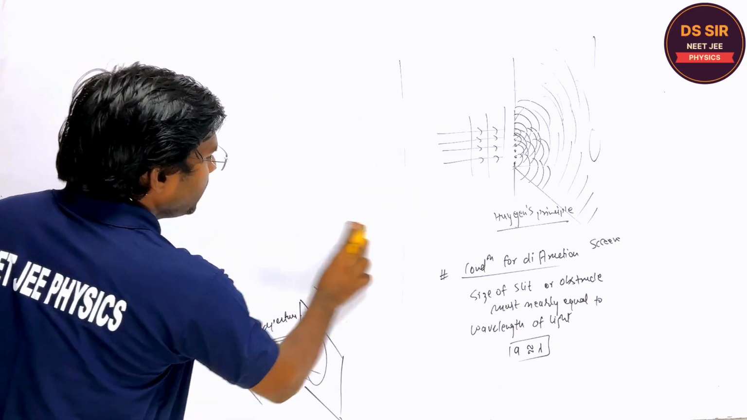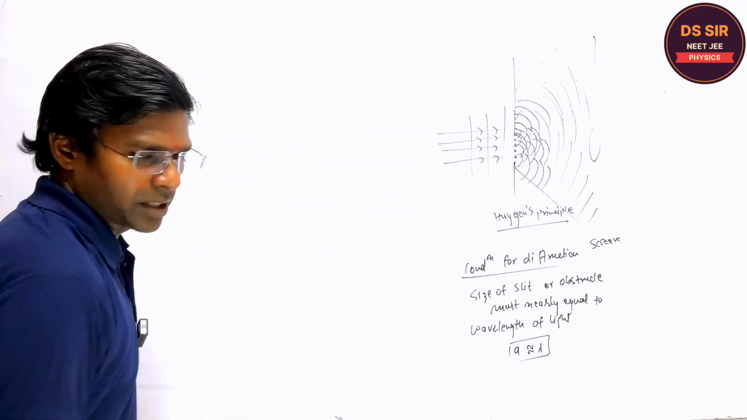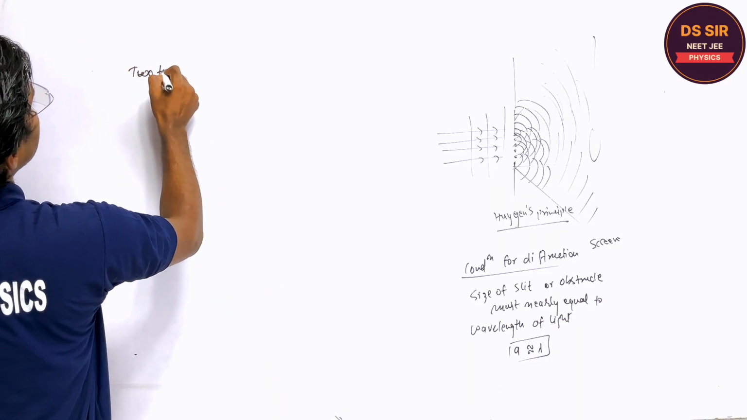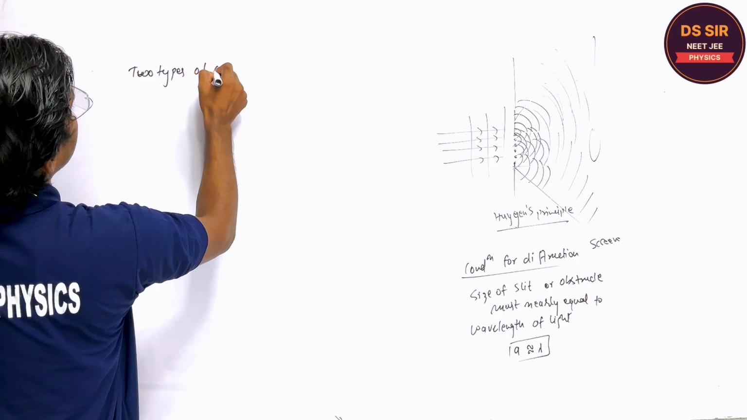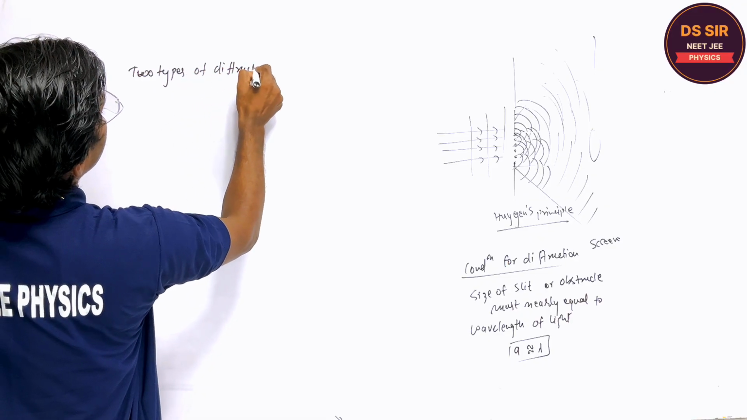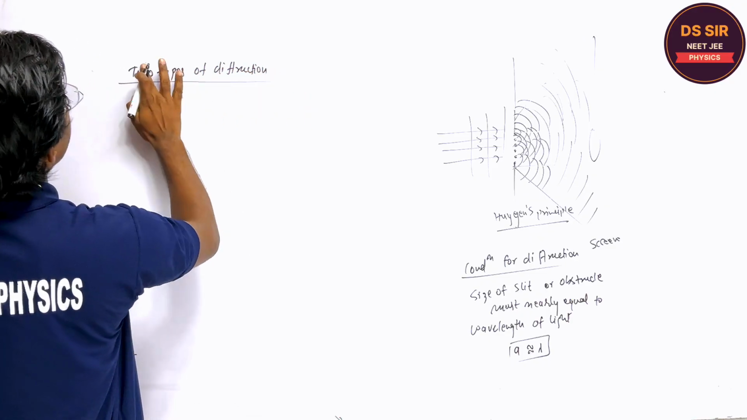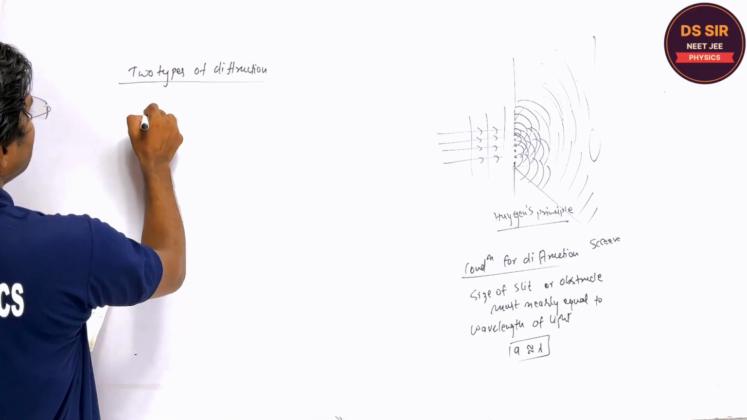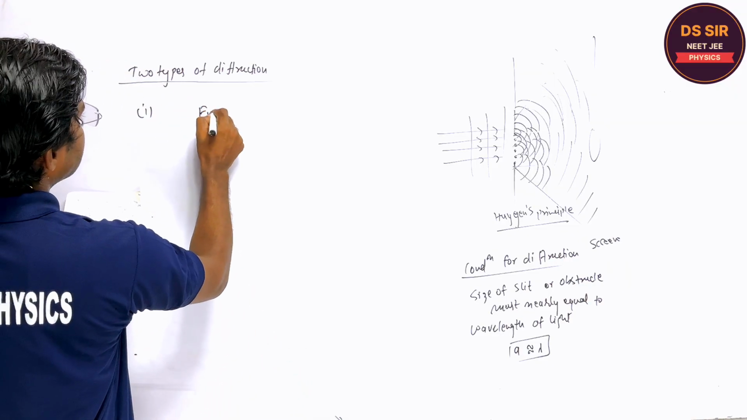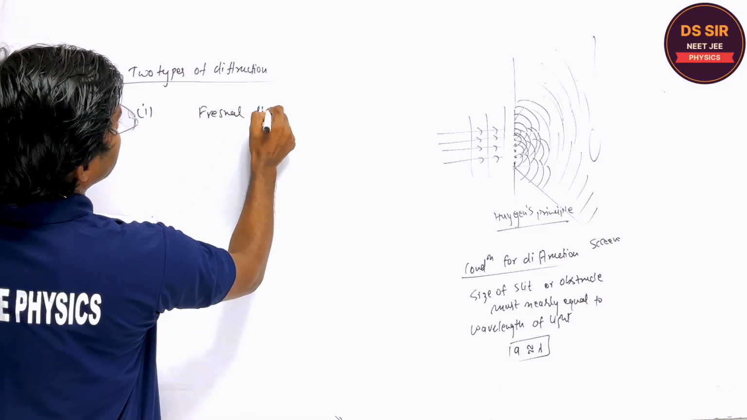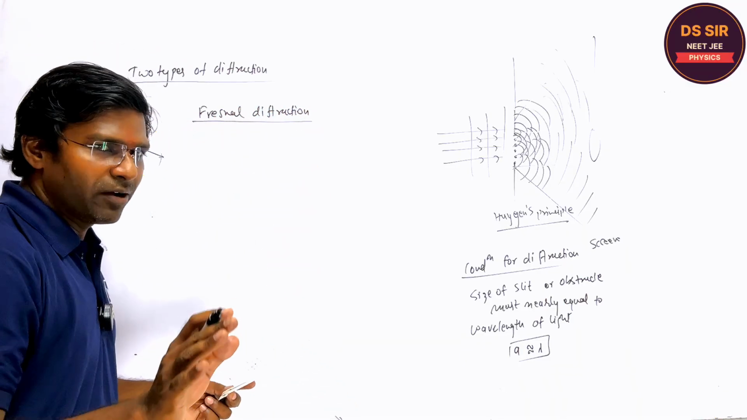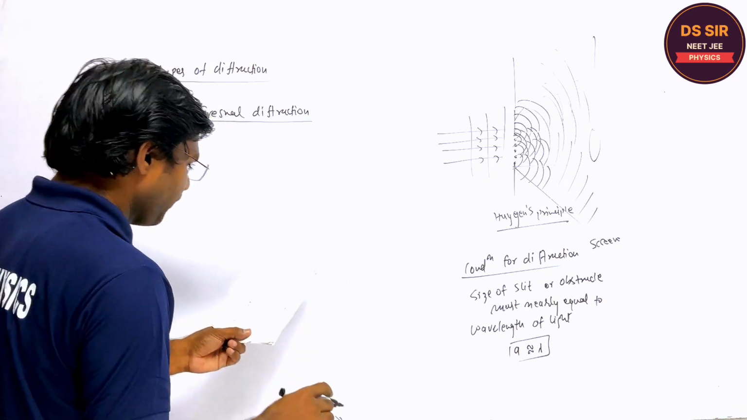The diffraction may be considered of two types, right? So now you can consider the diffraction of two types. Is it clear or not? What are the two types of the diffraction? First is Fresnel diffraction. What is the Fresnel diffraction? Do you have idea, Sanjay? What is the Fresnel diffraction?